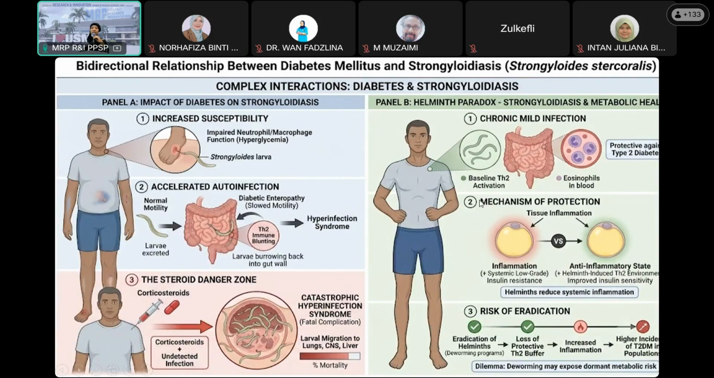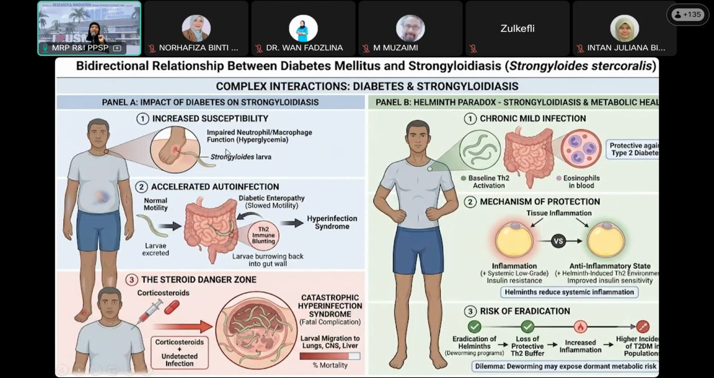It usually occurs when you have Strongyloides first, but at that time you did not have diabetes. But for panel A, if you are a diabetic patient and after that you have Strongyloides infection, what will happen? In diabetic patients, it will increase the susceptibility to infection. I think everybody knows, kan?